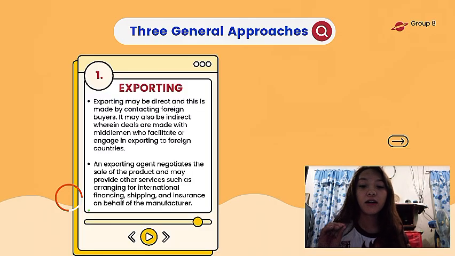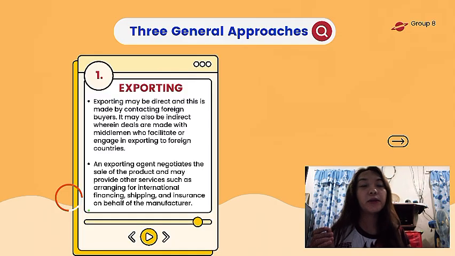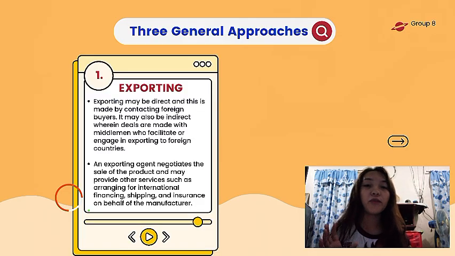Direct exporting is selling directly to foreign buyers, and indirect exporting is using middlemen like export agents to handle sales. For example, a courier. Think of exporting like online shopping. Mostly what happens now is TikTok Shop, Lazada, Shopee, and Amazon. That is one of the examples of the process of exporting.